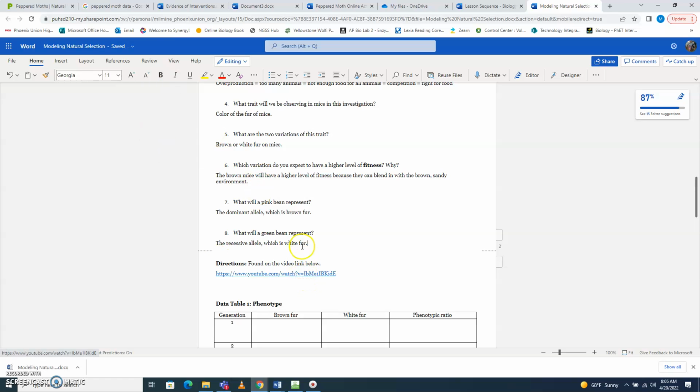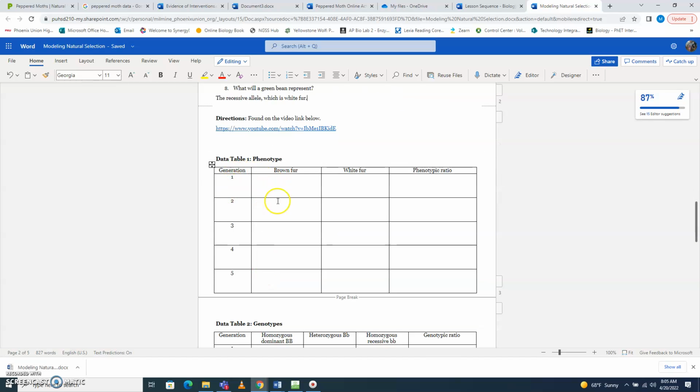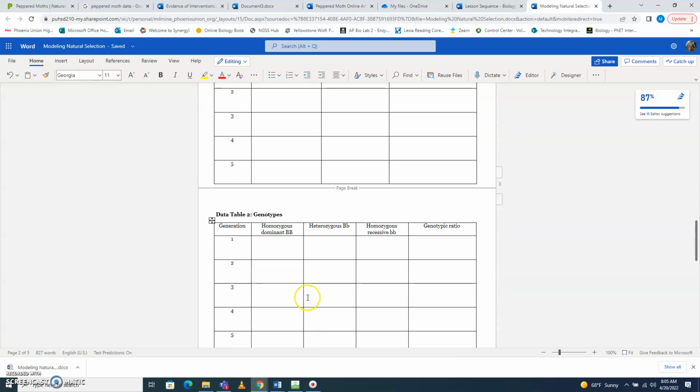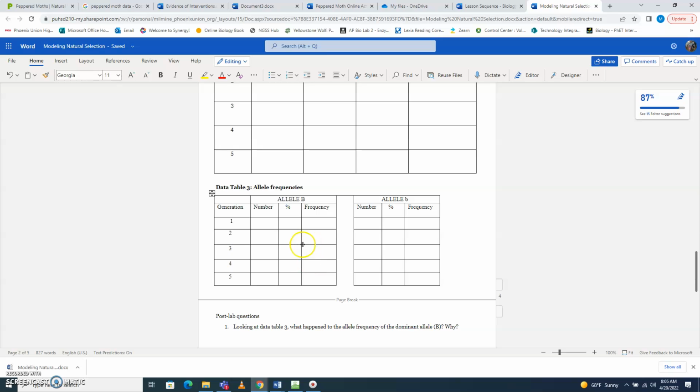Once you have that completed, check out this video. It will show you how to use the data tables that we'll be needing to use shortly.